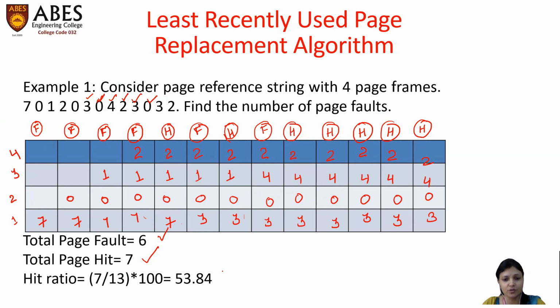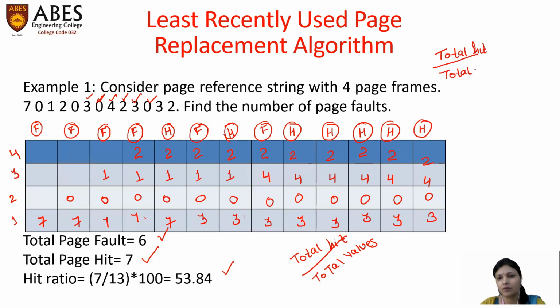Now we will calculate the hit ratio. The formula for hit ratio is total hits divided by total values. So here there are total 1, 2, 3, 4, 5, 6, 7, 8, 9, 10, 11, 12, 13 values. 13 values. So I will write the formula again: total hits divided by total values into 100. This is the hit ratio.